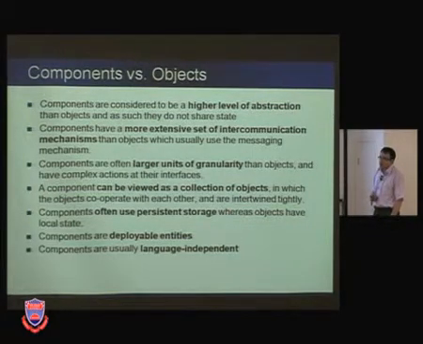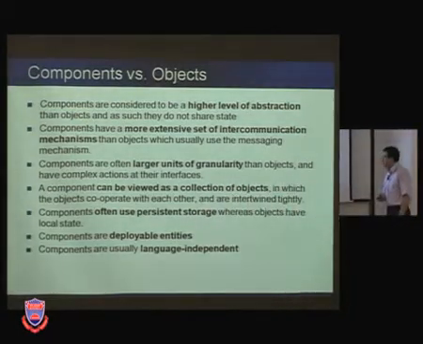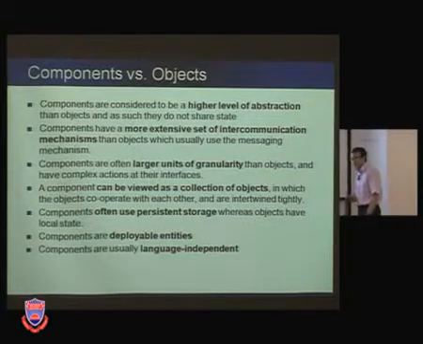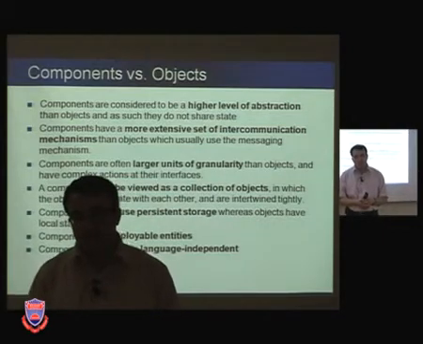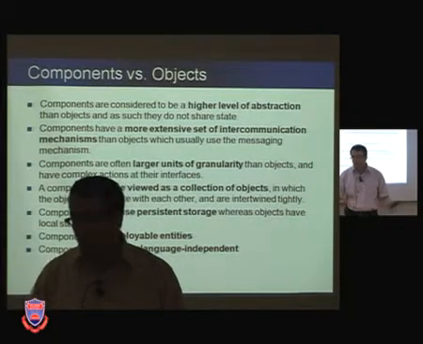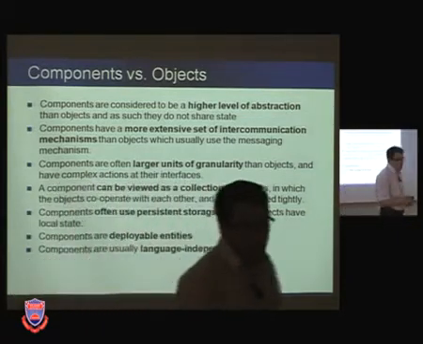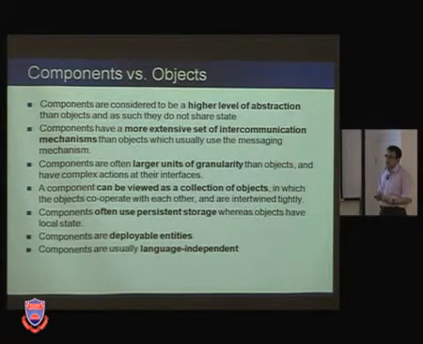Components are deployable entities. You can put them in the system, deploy it, and then it's executable. Components are usually language independent. So you could have two or three components in the same system, but the implementation could be in different languages. That's the idea. It's all related to software reuse, where we see software as a composition of components, like we see normal artifacts. And for that, we need independently deployable units of composition.